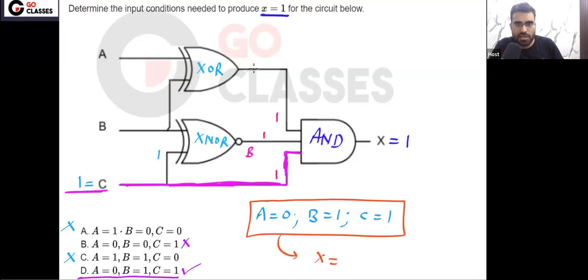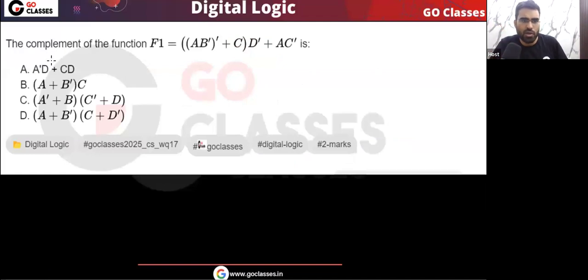Very simple. In this case, remember A is 0, B is 1. So this XOR also will be 1. So in this case, X will be 1. So your answer for this question will be option D. Is this clear? So very simple question.